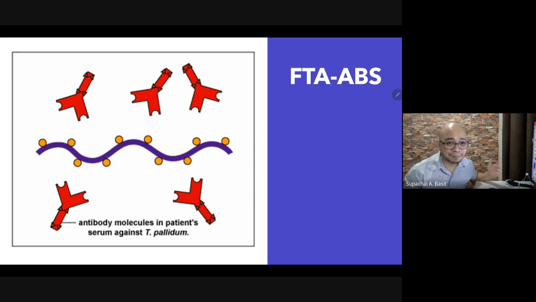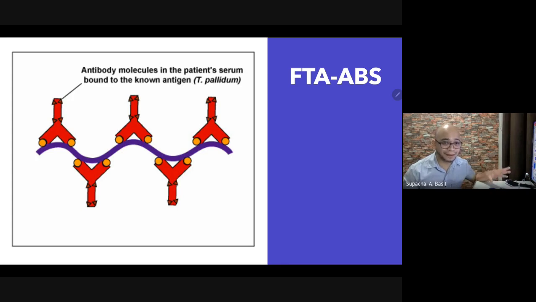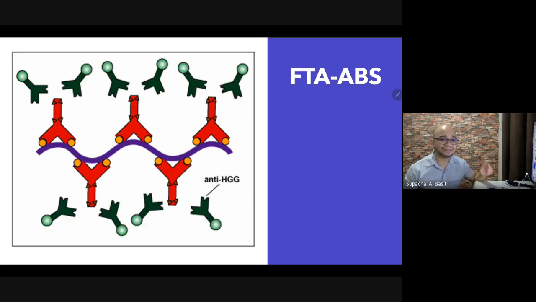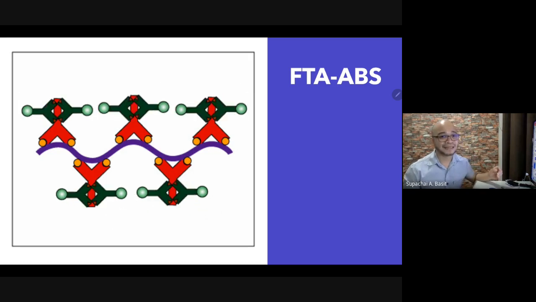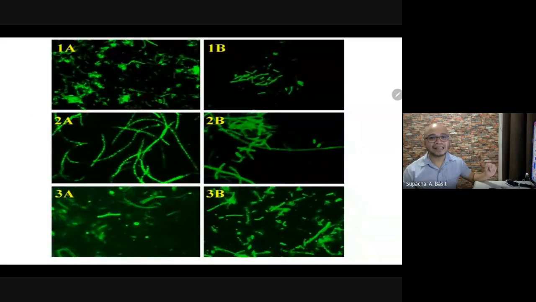And then we add the patient's antibody that will attach now to the epitope of the Treponema pallidum. Then we add fluorescent labeled anti-human globulin, which will bind at the Fc portion of the patient's antibody. Then there will be a change in color, and if there is a change in color, that means the person is positive for the antibody. So that person is positive for syphilis. Okay, so that is FTA-ABS.